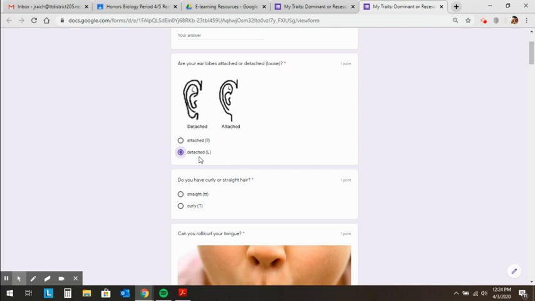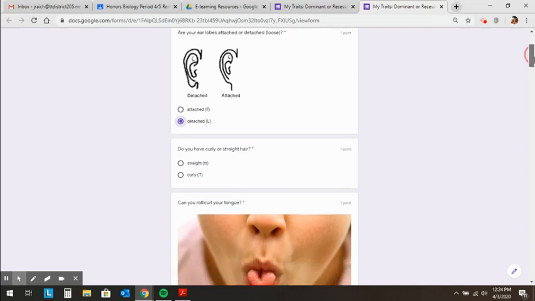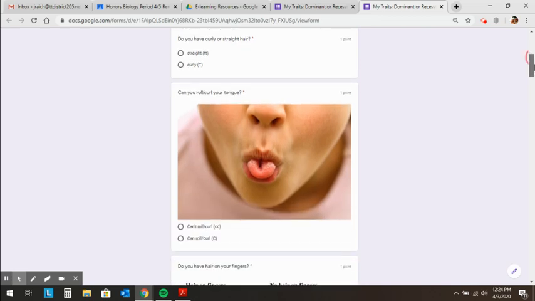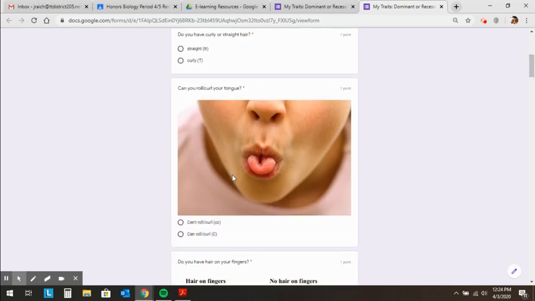If you have detached, you're going to write a capital L. If you have attached, you are going to write two lowercase l's. Do you have straight or curly hair? So you are going to write down again the letter abbreviation that fits for your answer. Can you roll or curl your tongue? If you're not sure what that means, there's the picture. Again, write down the letters that are applicable.